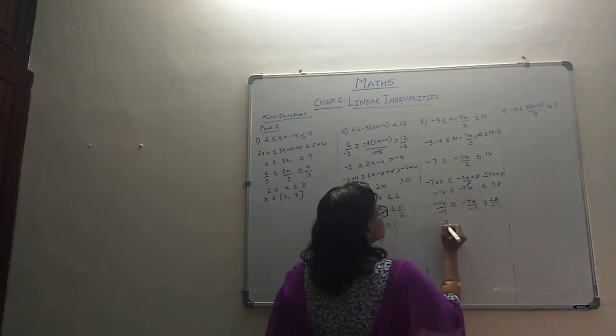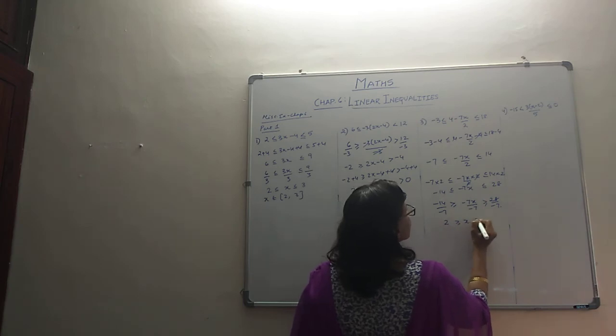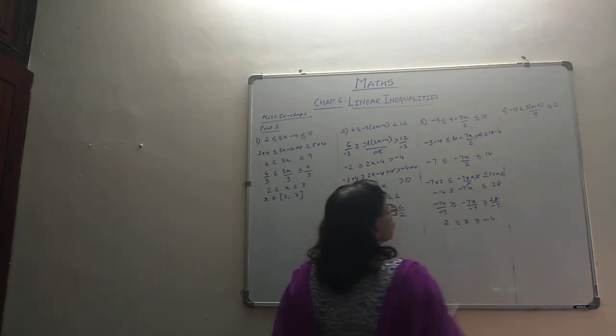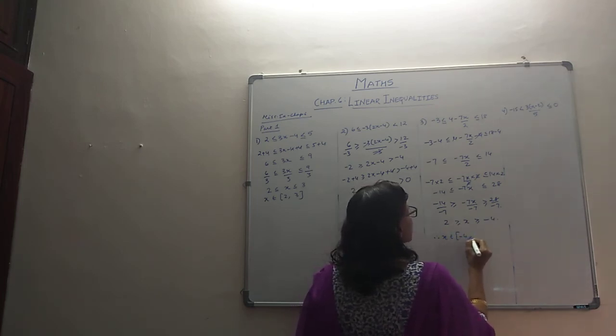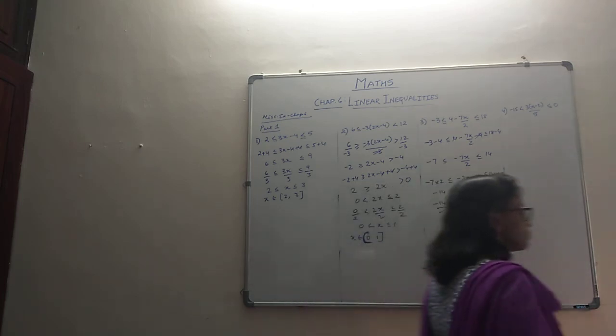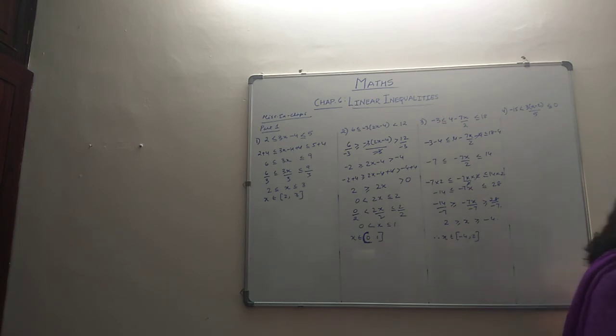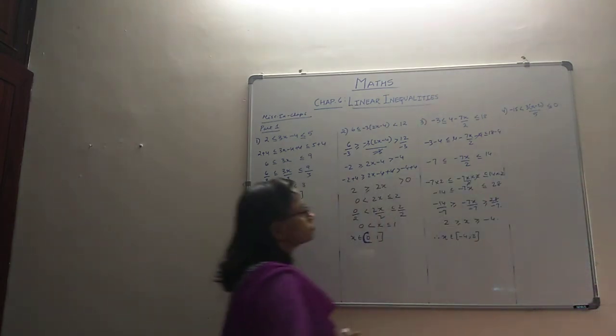So what does come here? 2. Here x. Here minus 4. So how is our x? x is any value between minus 4 and 2. That is our answer, and both sides of the inequality have been included. Yes, minus 4 and 2.